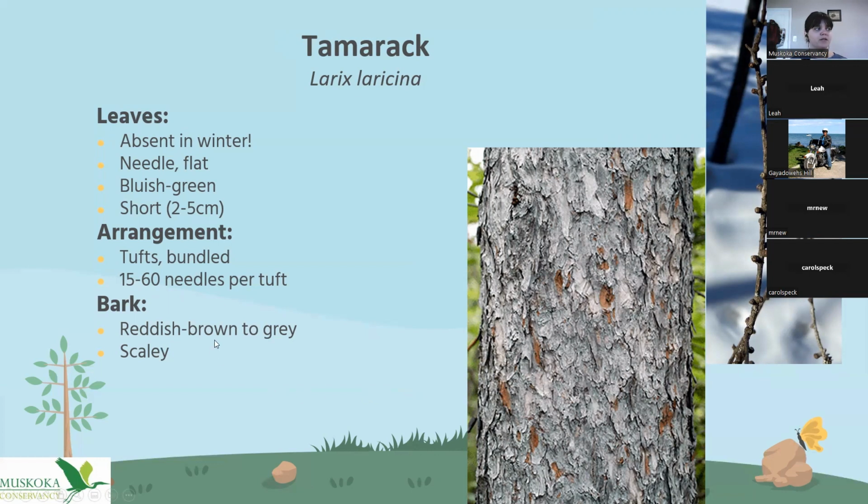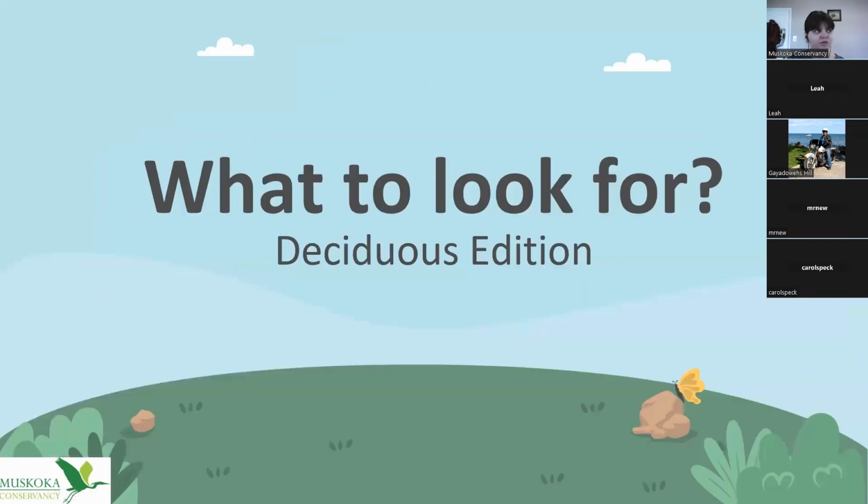The bark tends to be a reddish brown to gray, and it does tend to have that underneath color as well if you flake some pieces off, and it, of course, is quite scaly. So that is our tamarack, and that is the end of our conifers. So now we'll look at our deciduous trees, which of course will be a little bit different. So we'll be looking at the twigs and bark.